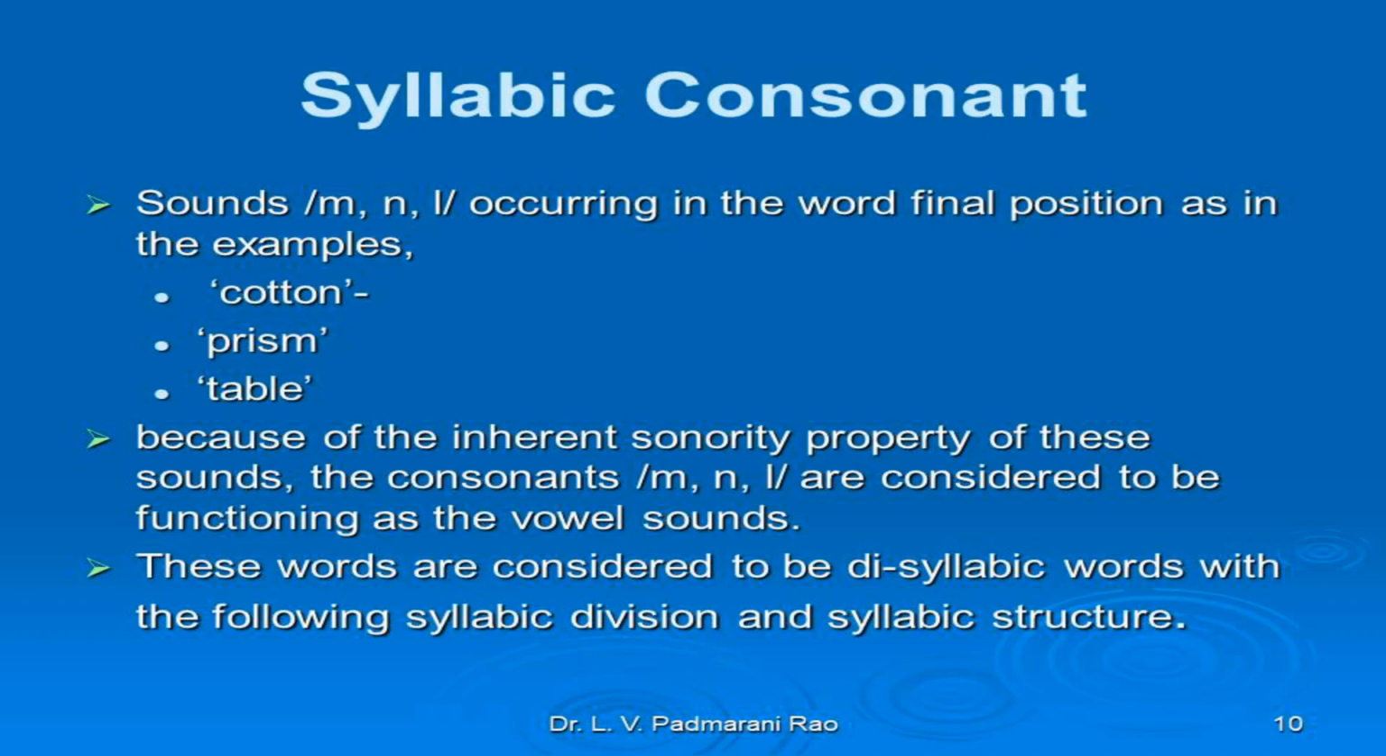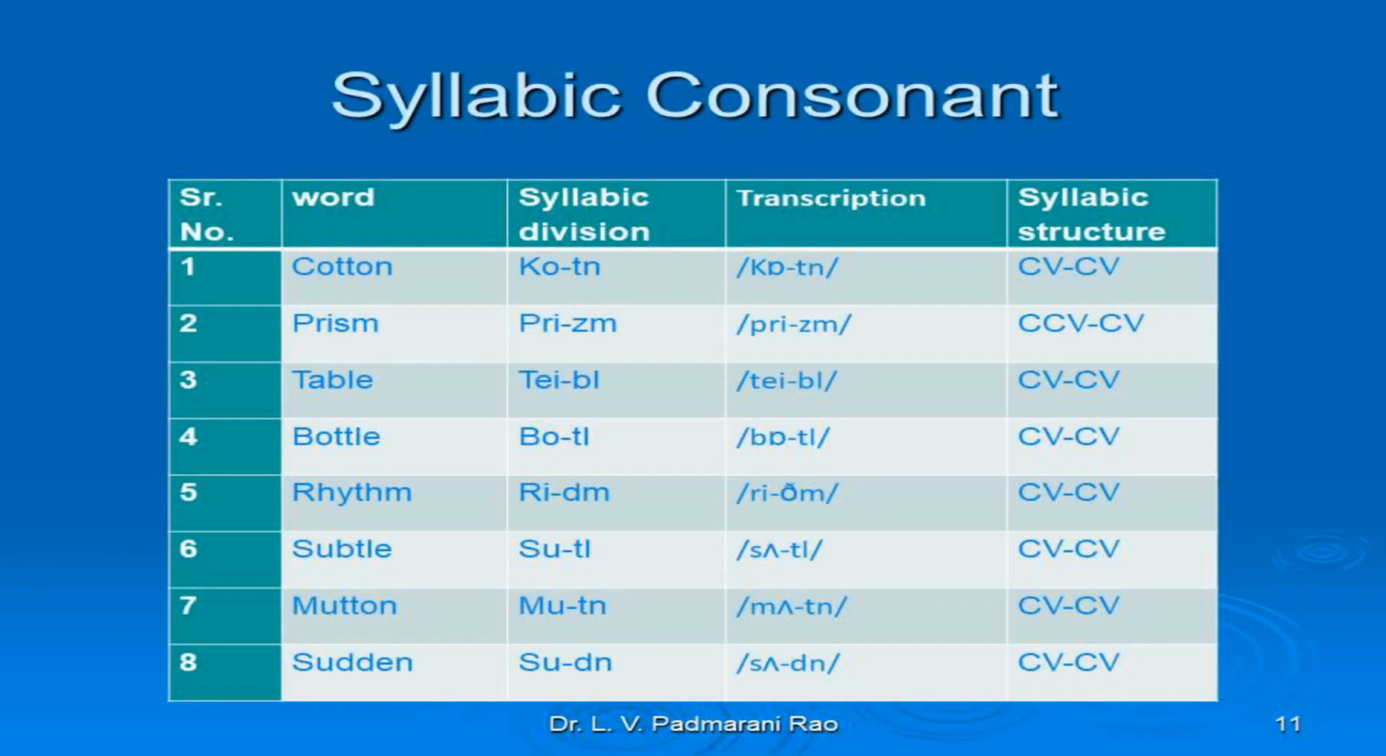So, they would be considered as the vowel sounds because of the greater sonority property and not the consonantal sounds. These words actually are considered to be disyllabic words with the following syllabic structure and syllabic division. Look here. Cotton. Actually speaking, according to the definition of syllable, cotton should become a monosyllabic word. But no, that becomes a disyllabic word with ka, CV structure, and tn. T is a consonantal sound and n here is considered as a vowel sound. So it is CV structure.